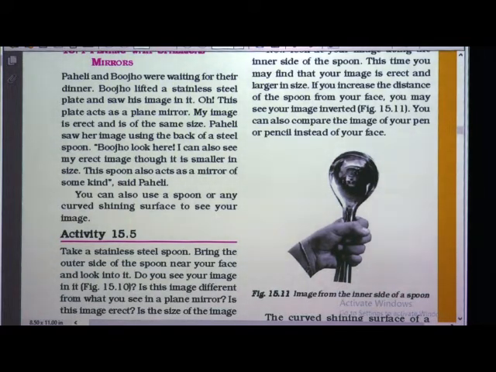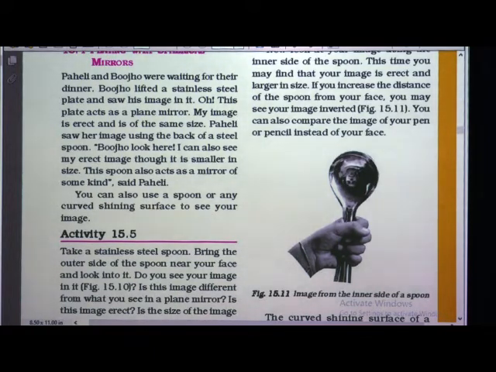Okay. So, the front side of a spoon is the side in which we can hold the food. That is the front side, we can say. And the side of a spoon where we cannot hold any food, or we cannot take in that food, that side of the spoon is called the back of that spoon. Okay. So, what did Paheli do here?